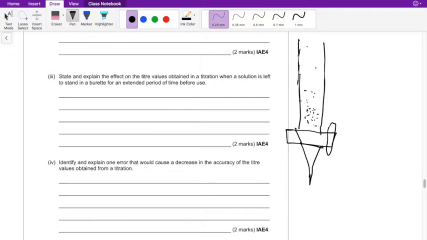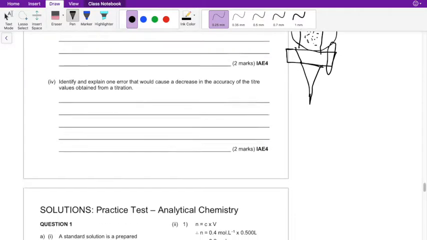So, state and explain the effect on titer values. Your first titer value is going to be much smaller because all of these moles and molecules are going to come straight through in that first titer, and then your remaining titer values are going to be a lot larger because fewer moles are coming through in the remaining titrations.